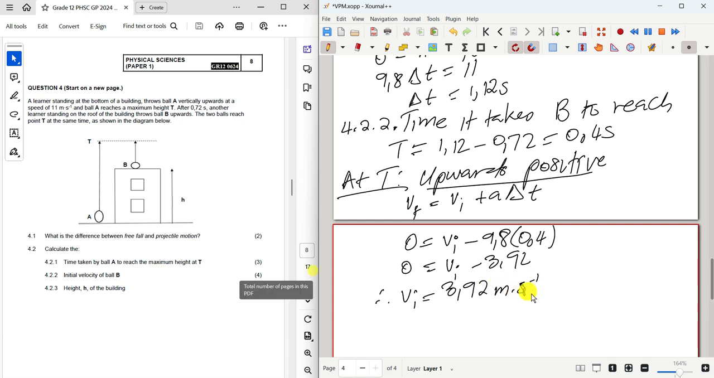So it means we must specify the direction. Because it's positive, it means it's upwards. All right? So it means it's upwards. Okay, perfect.